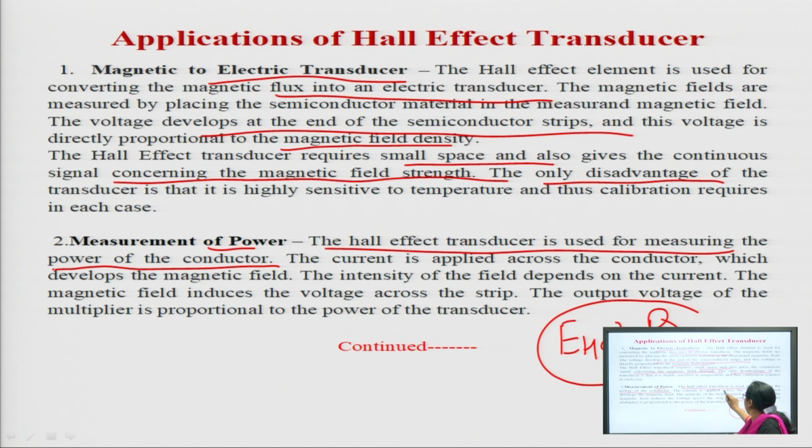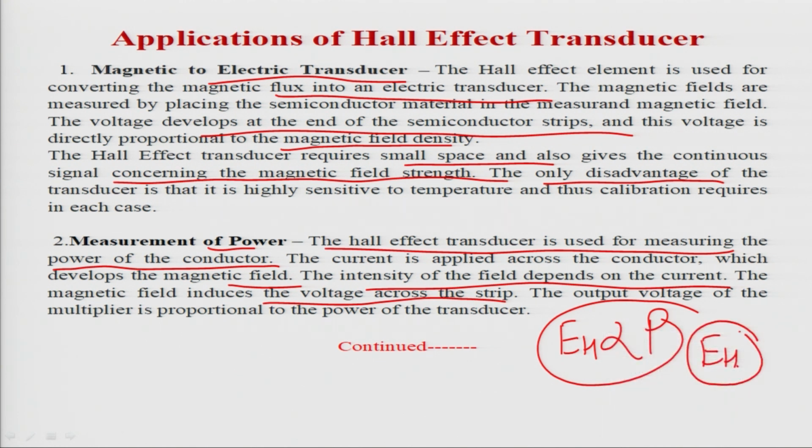The current is applied across the conductor which develops the magnetic field. The intensity of the field depends on the current. The magnetic field induces the voltage across the strip. The output voltage is proportional to the power of the transducer. You can remember that first diagram where I considered the Hall effect voltage. We mentioned the EH. Please remember always, this is directly proportional to the power. This is the important application for the power measurement of any device, especially in conductors.